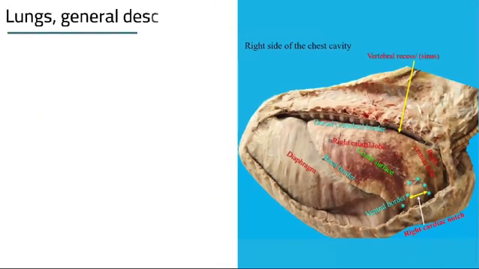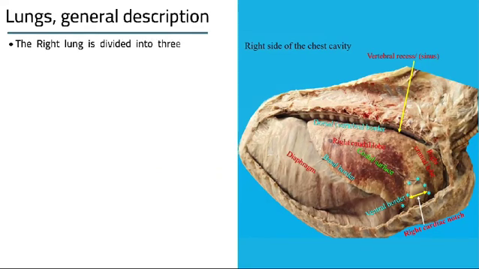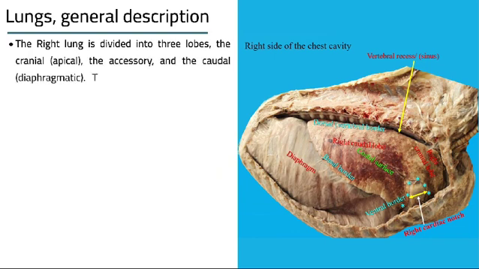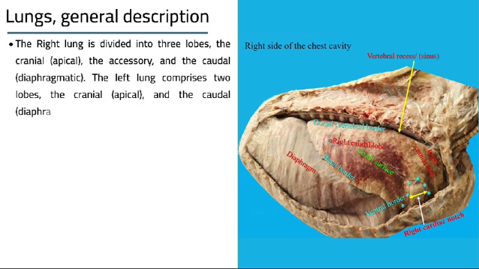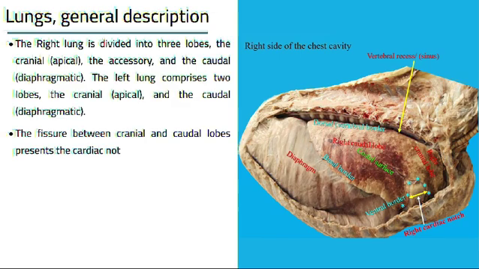Lungs, general description: the right lung is divided into 3 lobes: the cranial, apical, the accessory, and the caudal, diaphragmatic. The left lung comprises 2 lobes: the cranial, apical, and the caudal, diaphragmatic. The fissure between cranial and caudal lobes presents the cardiac notch.